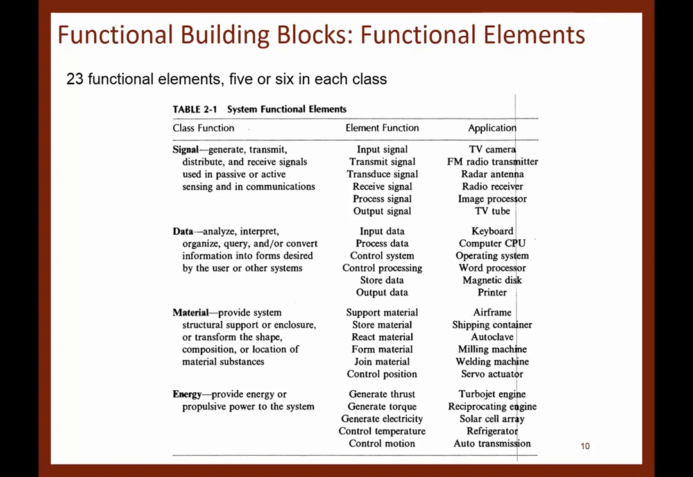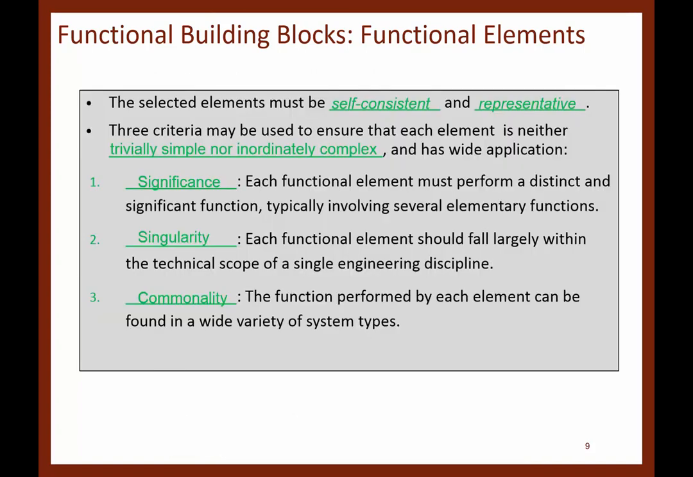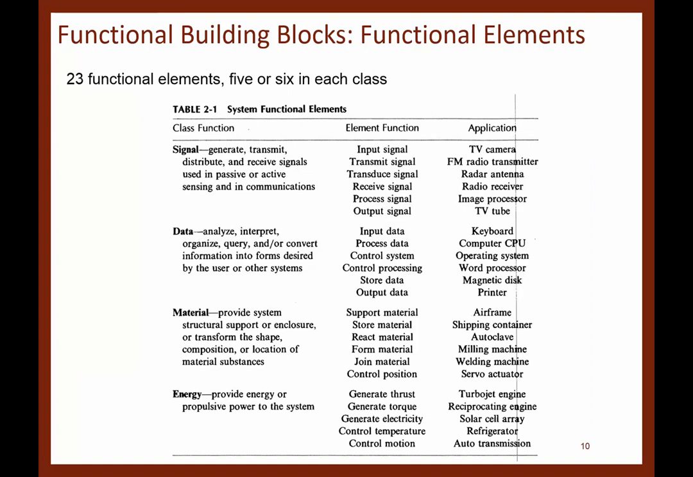And also these applications, you can see them in multiple systems. They are not just targeting a specific application. They are part of multiple systems, which is going back to these three criteria that we discussed. So how do you identify the elements must be self-consistent and representative? And there are three ways to identify whether or not that's the case.